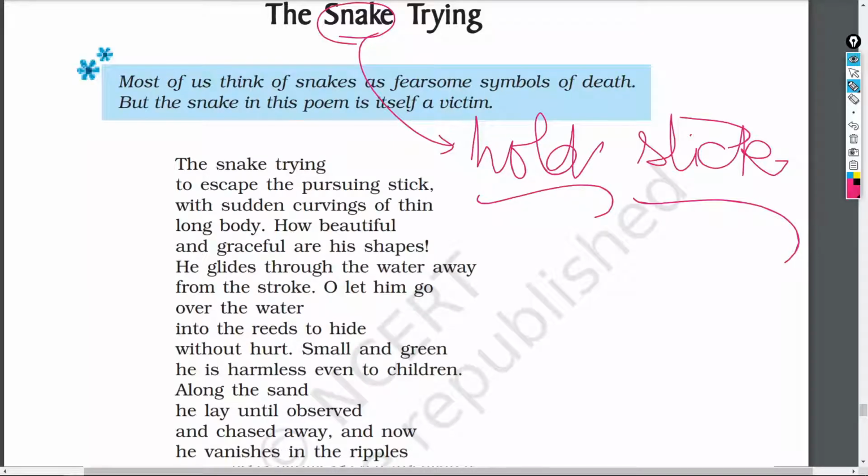let the snake vanish without getting hurt. We pray to God that those who are chasing it with a stick, he will not be hurt and he will be saved from the piercing stick. And this is the expectation. This is also the prayer of the poet to God. Okay, let us see now.